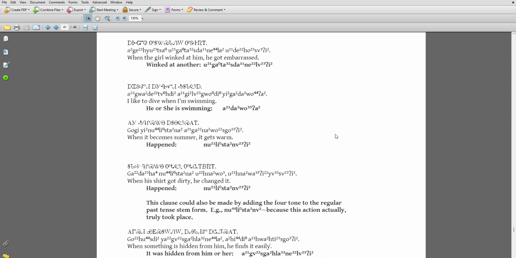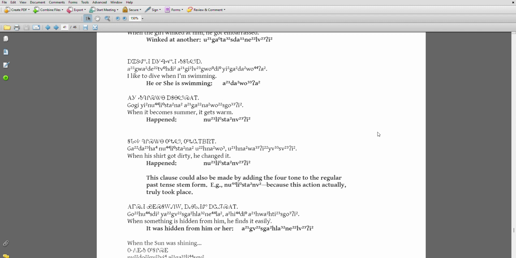When his shirt got dirty, he changed it. Gadan hanustana. Dirty when it happened. Unawa, his shirt. Unawa iyansai. He changed it. So nustanai, it happened, but nustana, when it happened.